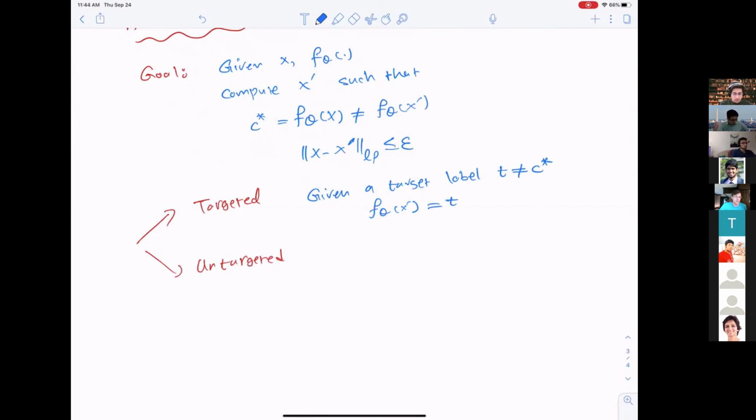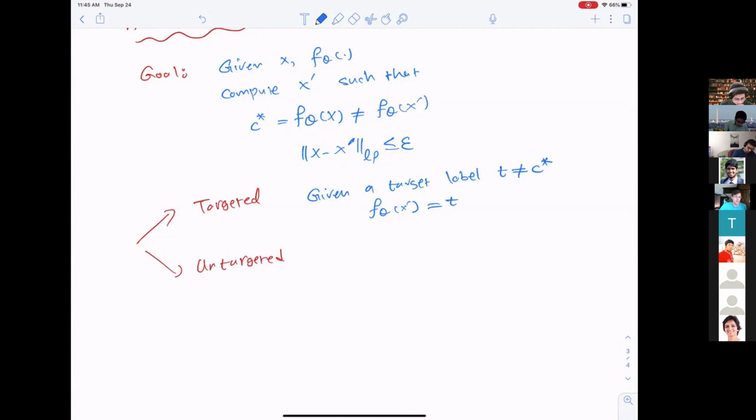And how can we pick the target? There are different ways that people have looked into. One is you can randomly select the target. You select the target from some other labels that you have, and then you ask your model to create an example to predict that target. You can look at all of the possible targets, all labels that is not equal to C star, and either pick the best or the worst target, the easiest and the hardest target, to understand the robustness of your model. But that's basically the idea of the targeted attack.